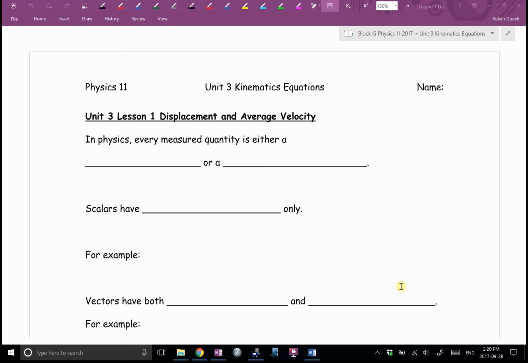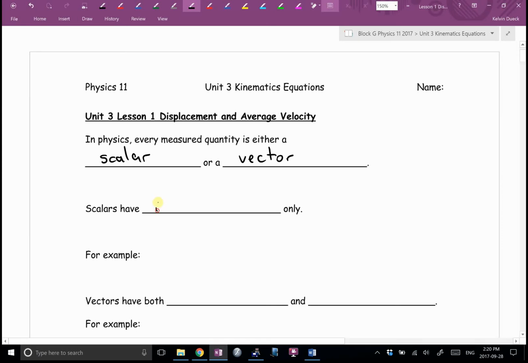In physics, you're going to learn every single quantity, every measured quantity is either a scalar or a vector, and this is hugely important. Anytime I introduce something new to you, as soon as I introduce the new concept, I'll tell you the units that it's measured in and whether it's a scalar or a vector.